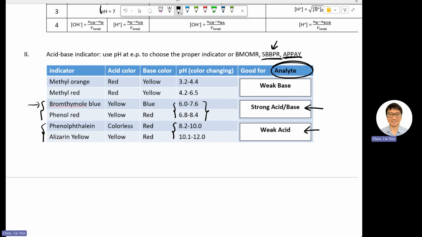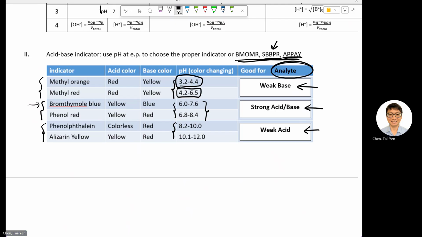APPAY. Okay, and if what you have is a weak base, then you know at equivalence point, all this base will be converted into its conjugate acid. Therefore, the pH range is below 7, right? The two commonly used ones are methyl orange and methyl red. Okay, so it's easy if I can memorize it. If you know what your analyte is, then you know what kind of indicator you should get.